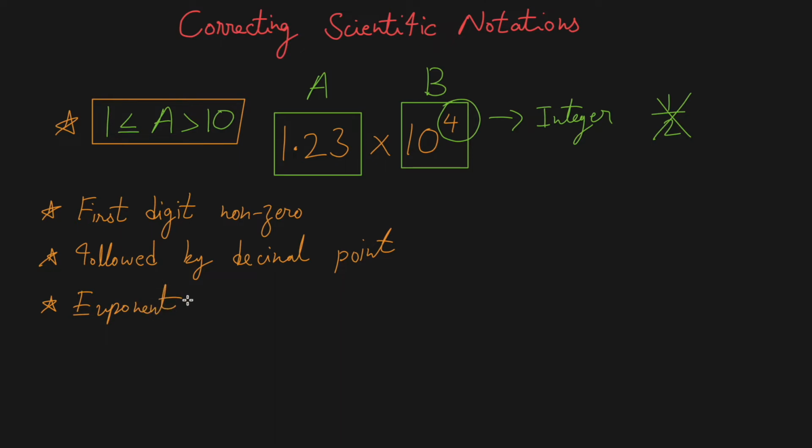Exponent, or you can say power of 10, must be integer. So these are the points for checking whether that numerical value is correctly written in scientific notation or not. But let's say you have checked the numerical value and it's not written correctly in scientific notation, so how will you properly write it into scientific notation?